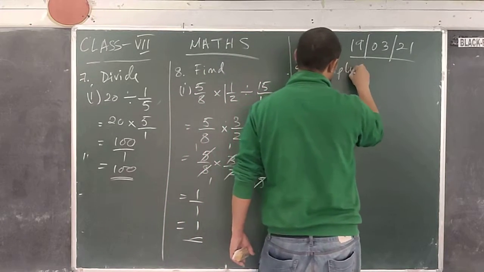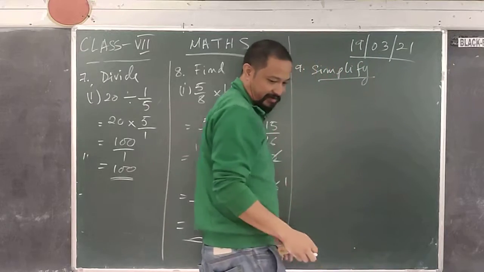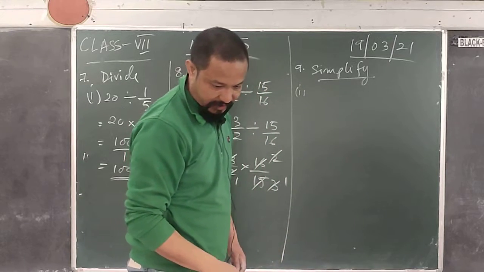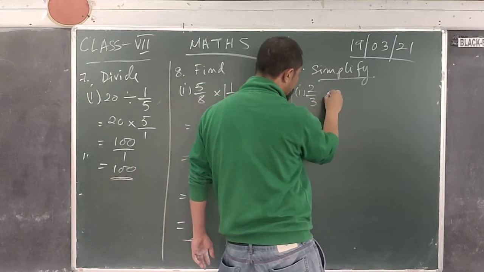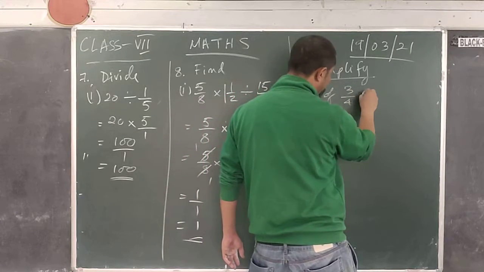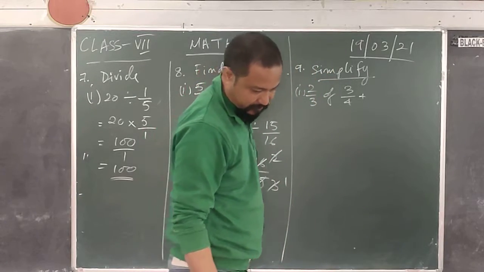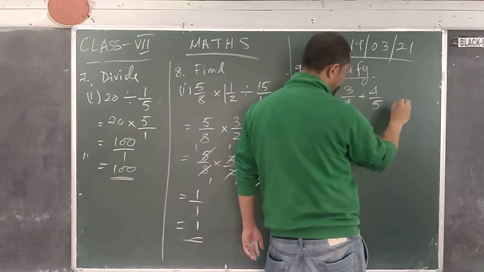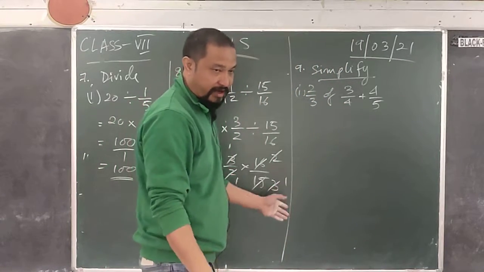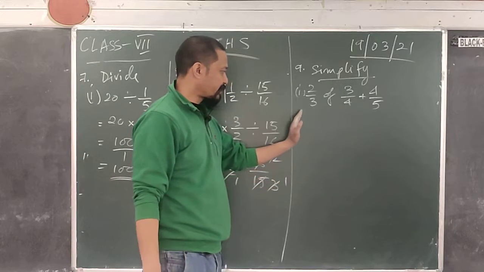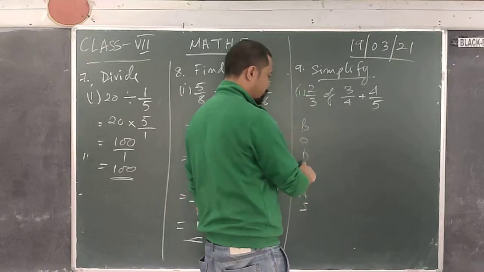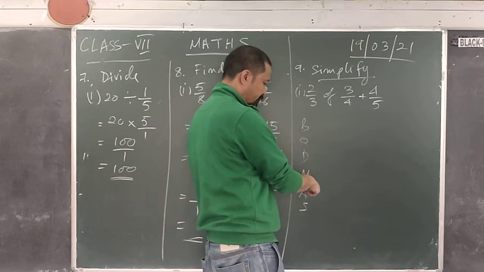So 9 is simplify. Okay, so the first one is given as 2 by 3 of 3 by 4 plus 4 by 5. Okay, now the BODMAS rule comes. What do you do first? Bracket, of, division, multiplication, addition, subtraction.